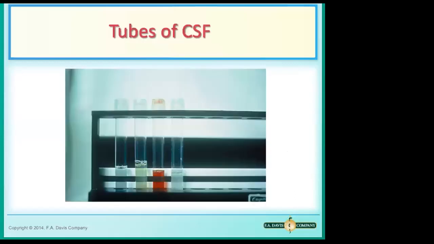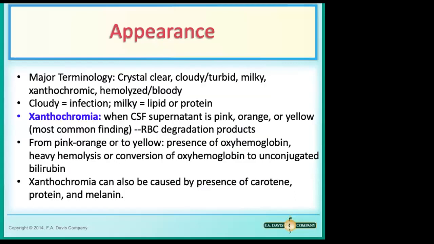Xanthochromia can also be caused by the presence of carotene, protein, or melanin in the CSF. Let me just go back real quick to mention something about a cloudy or turbid and milky specimen. When you see a cloudy, turbid, or milky specimen, that can be a result of increased concentration of proteins or lipids, but it can also indicate the presence of an infection, with the cloudiness being caused by the presence of white blood cells. Okay.